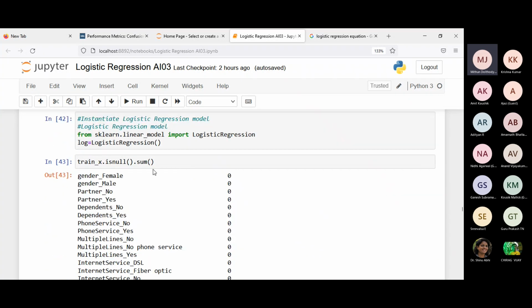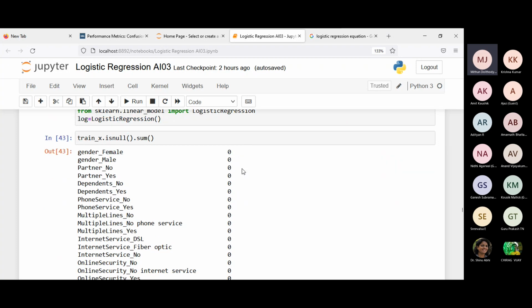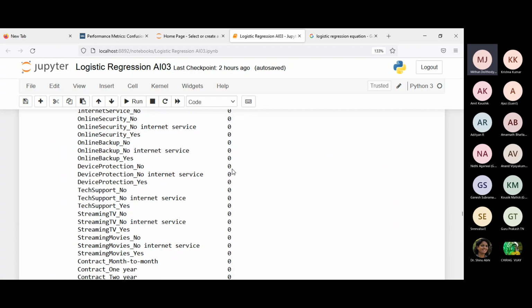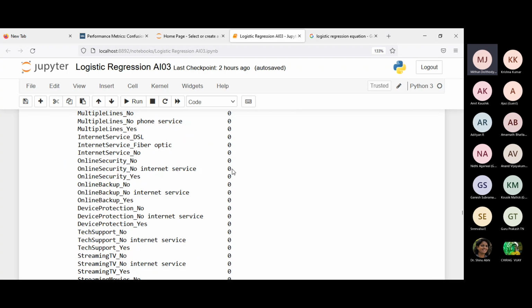Then we check for the null cases. Before you run a logistic regression, make sure that you don't have any null cases. You should not have a single missing value. Missing values are a big problem. You'll run into a lot of trouble.